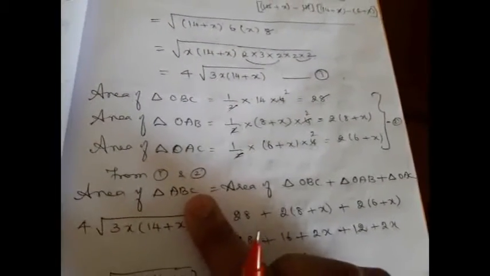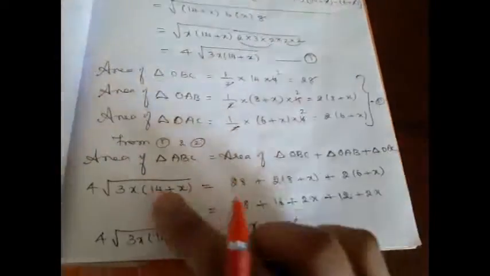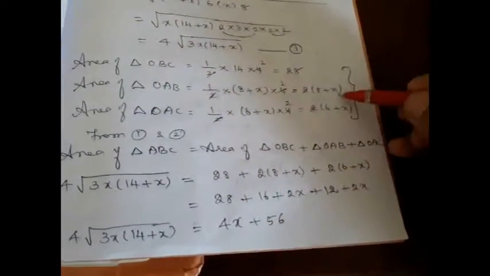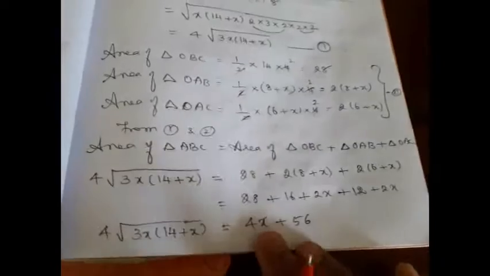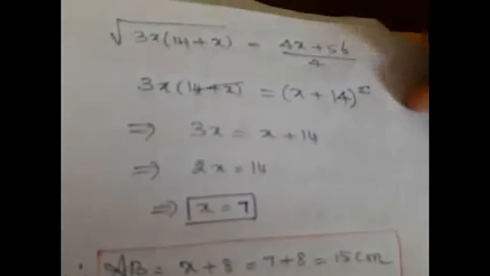So as I told you, the area of triangle ABC can be arrived at by adding all these three areas. So this is equal to 28 plus 2 into 8 plus x plus 2 into 6 plus x. Now simplify it. We got 4x plus 56. Here also we got 4 into square root of. So I am going to divide throughout by 4. Divide throughout by 4, and then we have square root.